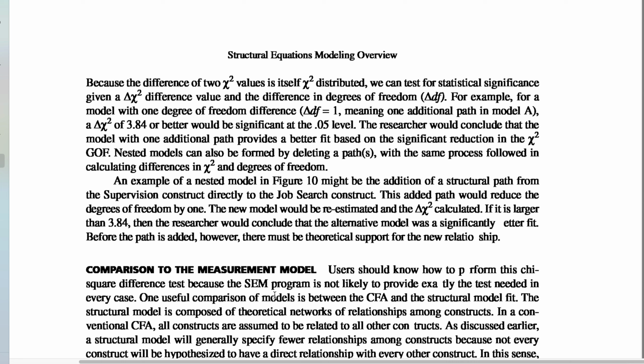An example of a nested model of Figure 10 might be the addition of a structural path from the supervision construct directly to the job search construct. This addition reduces the degrees of freedom by 1. The new model would be estimated, and if the delta chi-square is larger than 3.84, then the researcher would conclude that the alternative model fit significantly better once the path is added. However, there must be theoretical support for the new relationship.